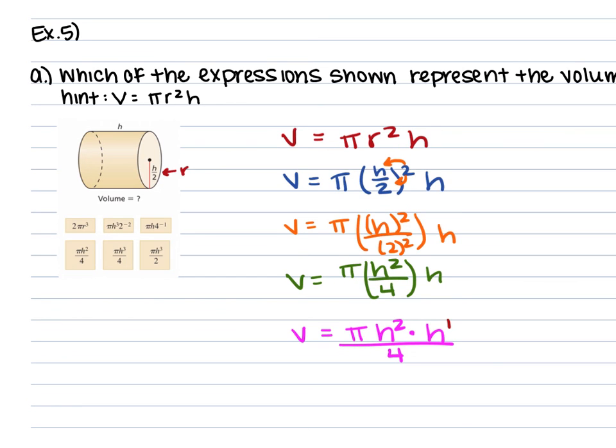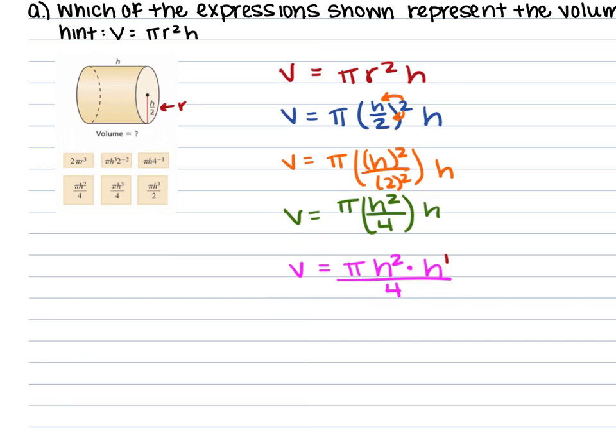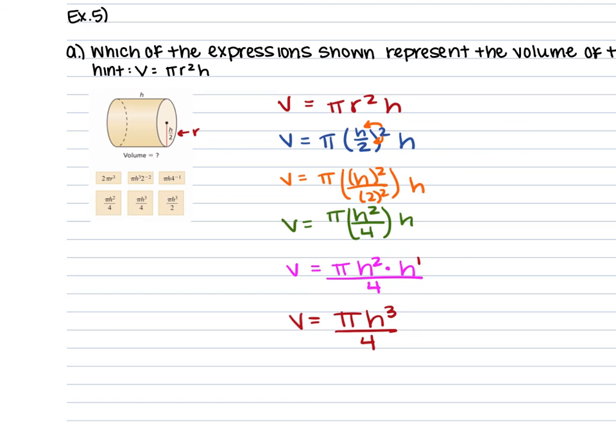Remember, when you multiply two bases that are the same, you can add their powers. So we're just going to add the 2 and the 1 to give us our volume is equal to pi times our height cubed over 4. So if we look at those different boxes, that 1 in the bottom middle is our expression that we're looking for.